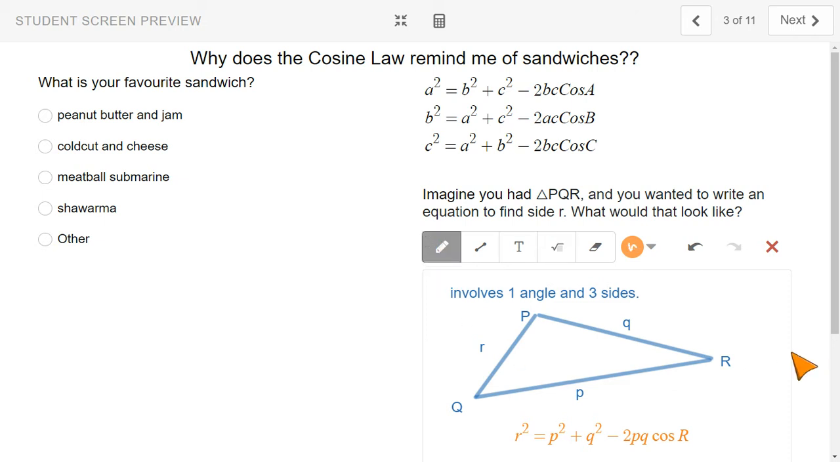Okay, let's take a look. We have angle R and the corresponding side R, and we also have P and Q. So it involves our three sides and the corresponding angle of the side that I'm looking for.